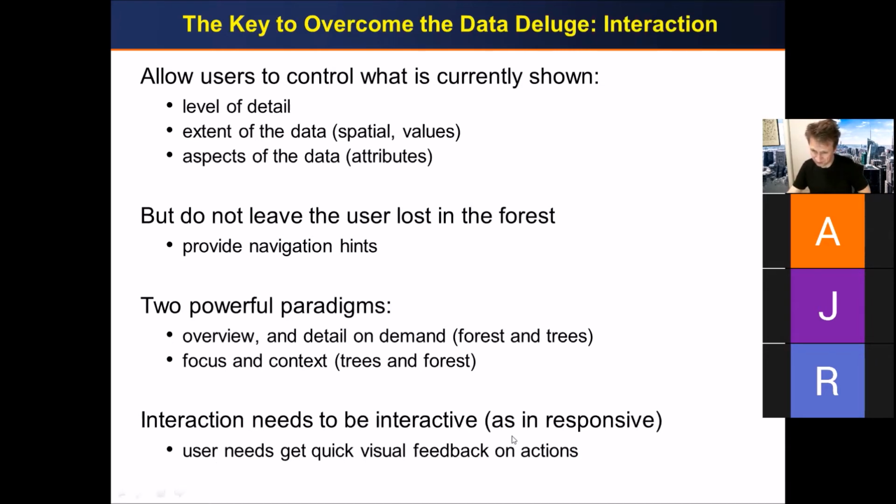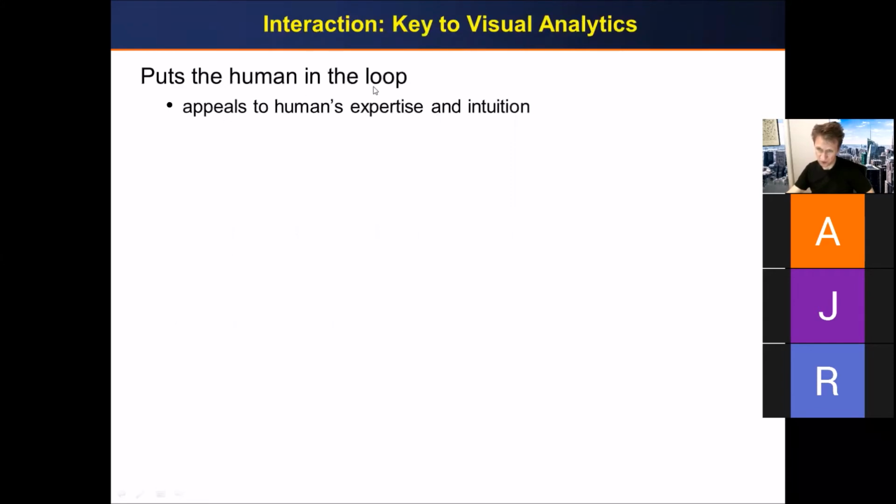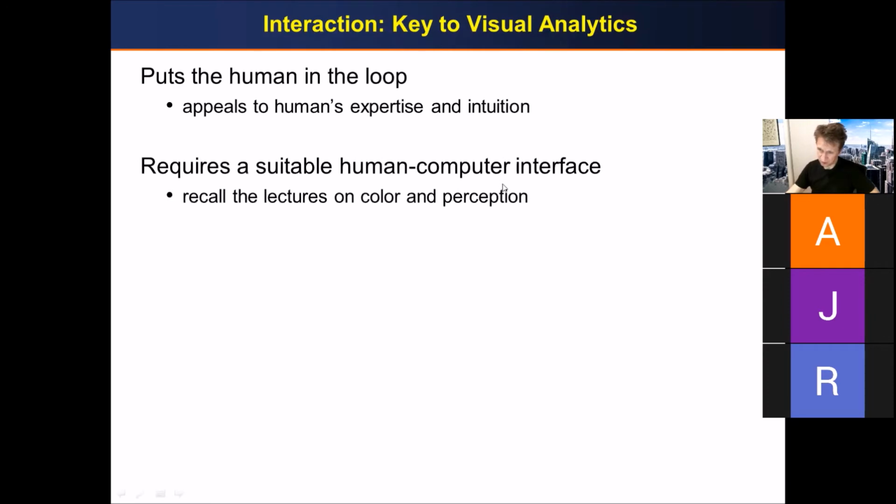So you really need something interactive. It has to be responsive. You can't have something that takes a long time to get to the next stage. Just like in real life, things have to happen quickly and immediately. Otherwise, you lose your train of thought and you don't know anymore what happened. So it has to be real time or near real time, okay? Quick visual feedback is key. So put the human in the loop, basically. It appeals to human expertise and intuition. Then you need a good human-computer interface. And remember what we talked about, color perception. Remember all this. Those are the rules to build a good human-computer interface.